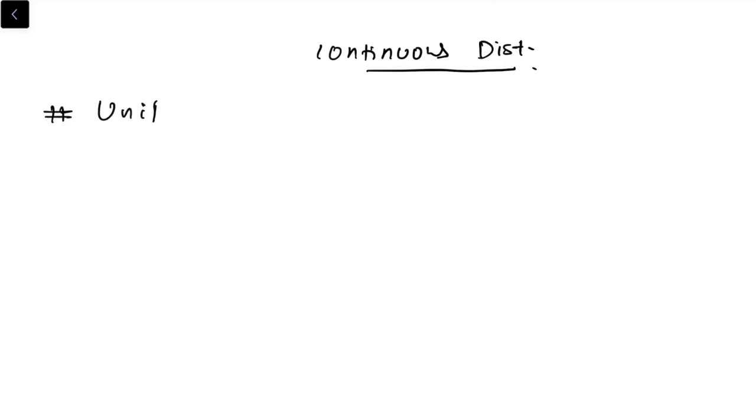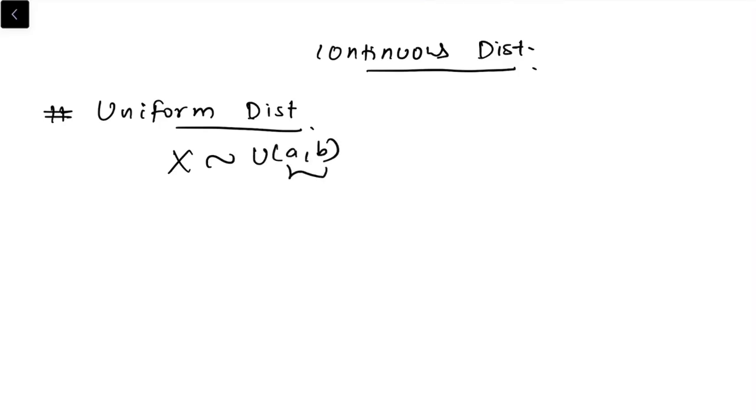In the previous videos, we looked at discrete distributions. Now in this lesson, we are going to focus on continuous distributions, where the random variable is continuous. So the first distribution that we are going to learn in this video is the uniform distribution, and the notation is x follows uniform(a, b), where a and b are the parameters and x takes values between a and b.